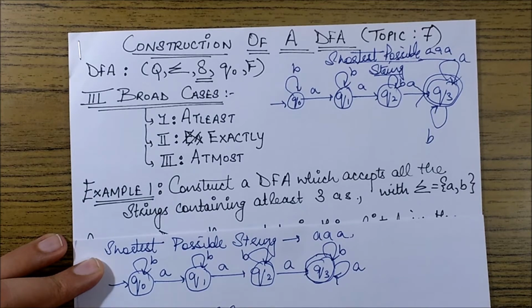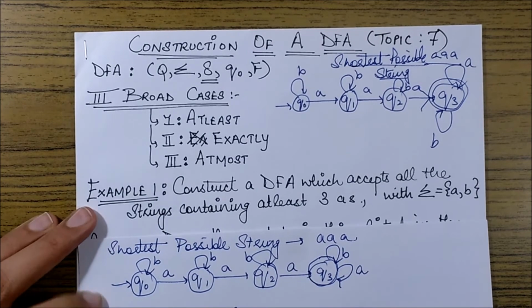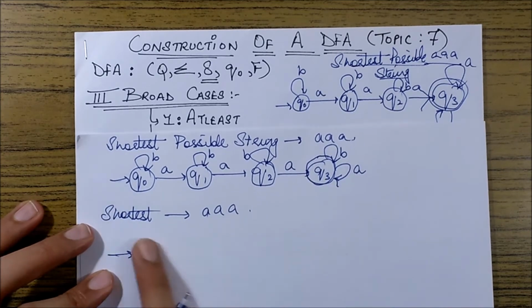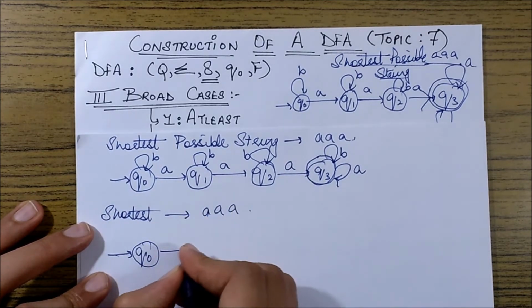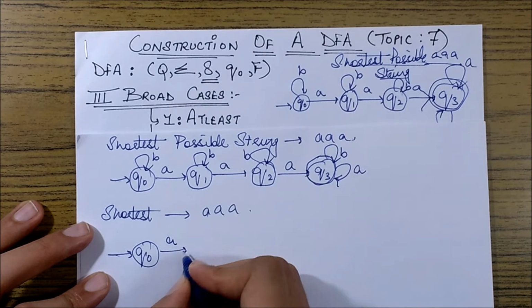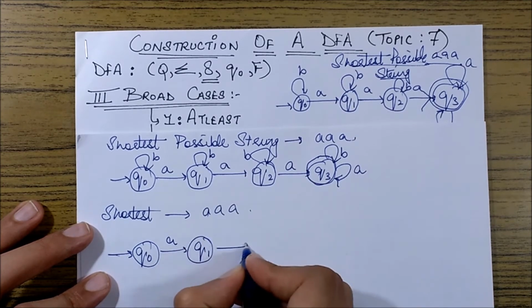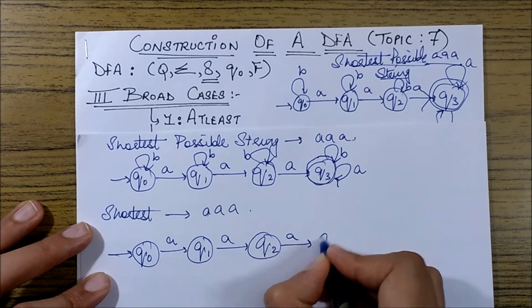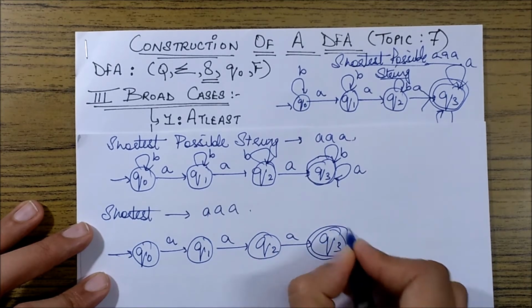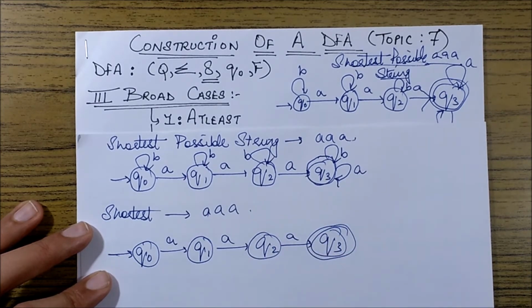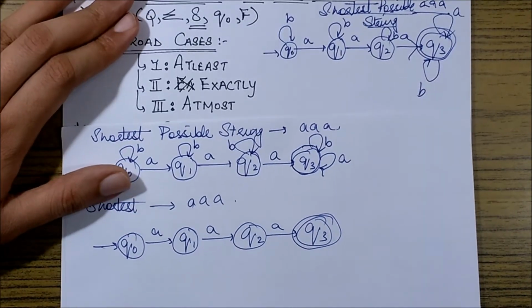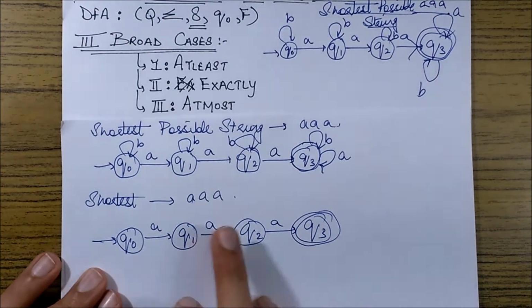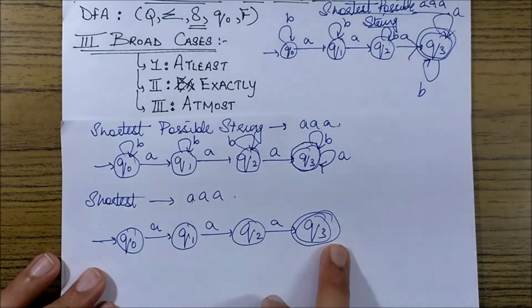Again, the first thing I did remains the same. So the shortest string is AAA. The first thing was just constructing this. So with this, AAA is complete. Now again it was exactly 3 A's, right? So AAA should be accepted. This becomes the final state.